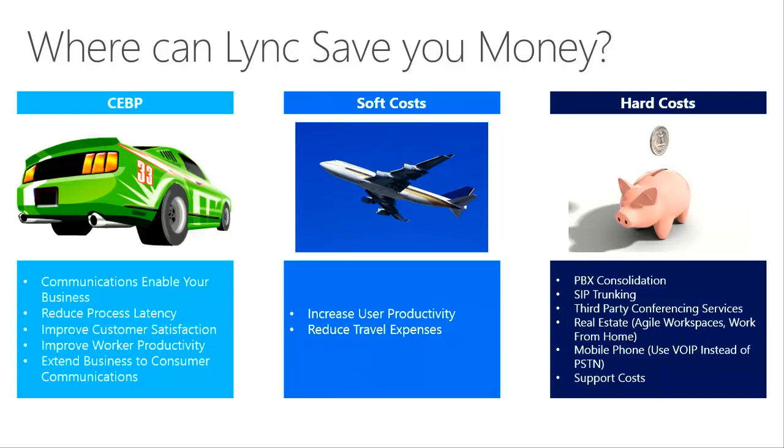CEBP takes increasing user productivity kind of to the next level. So CEBP stands for Communications Enabled Business Process. I like to show this car on the screen because it's like taking that old clunky workflow, maybe even something as simple as submitting a timesheet or an expense report, and trading it in from the 97 Toyota Corolla to the Corvette or whatever, right? Because you're improving that experience so much more that it's able to actually save you money. A lot of this comes from time savings.